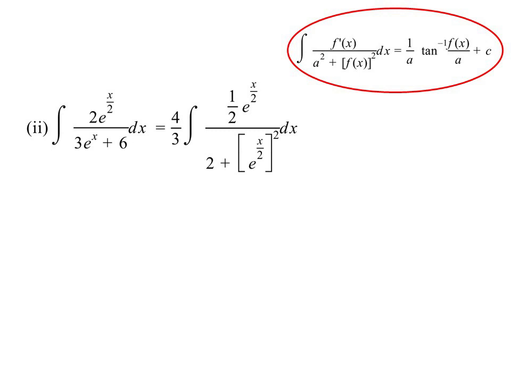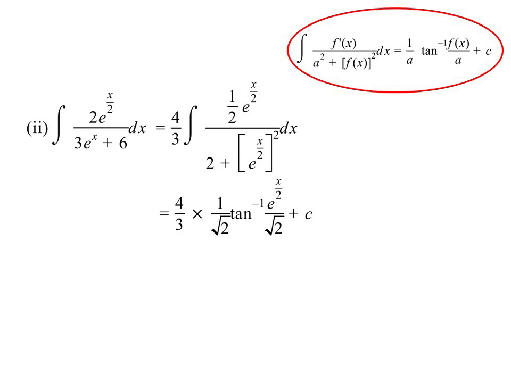But I now have 4/3 times a standard integral. I now have my answer. 4/3 times 1 over a in this case is the square root of 2. Inverse tan, that function, e to the x on 2, over a, the square root of 2.